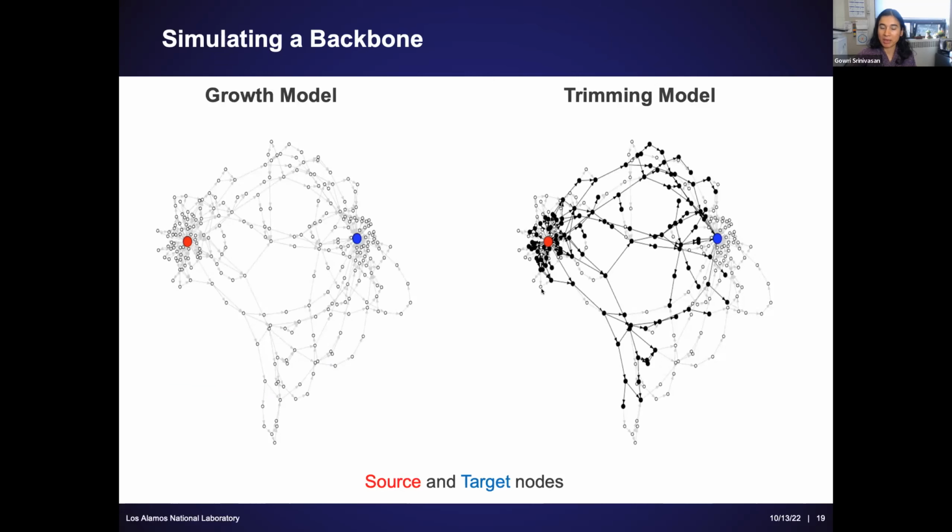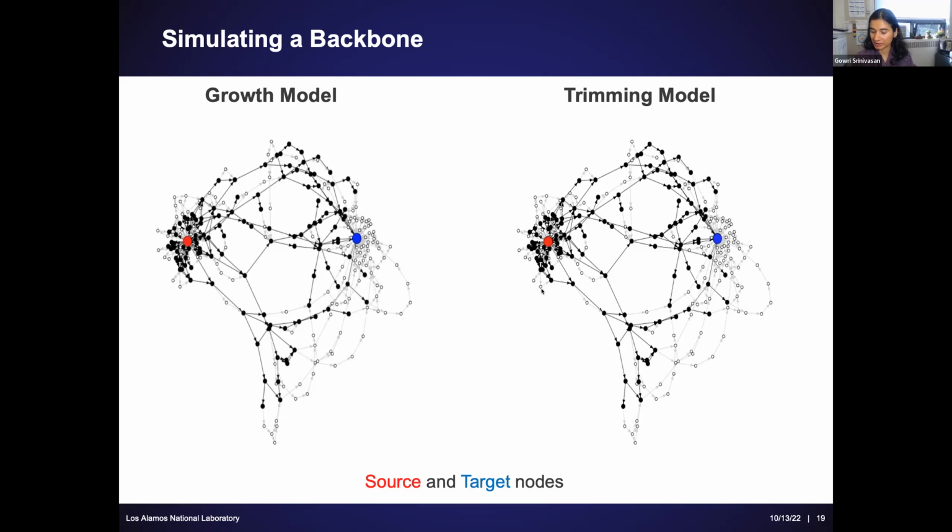And so this is the growth model going forward and the trimming model going backwards. And here's some pictures. Sorry, this might take a while, but I'll talk you through it. So this is how the entire model is constructed going forward. And then the trimming model goes in reverse and removes some of the paths and the edges that are not needed in order for this backbone to be completed.